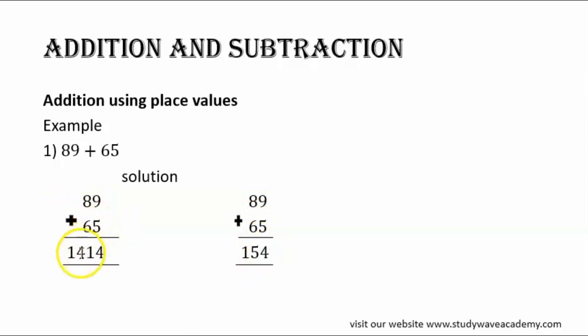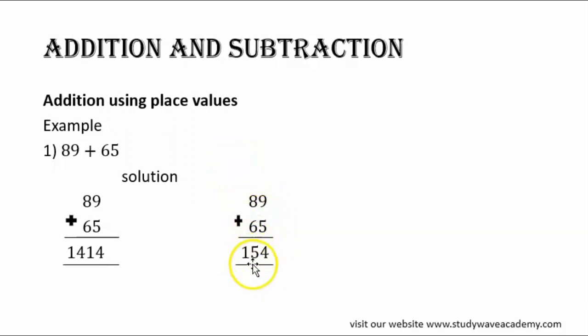You don't write it this way. This is the correct form because 9 plus 5 is 14. We don't write 14 this way. You carry over to the next column. And 8 plus 6 is going to give us 14. We had an invisible 1 here that we carried over from this column. So 14 plus 1 is going to give us 15. So we have 154 as our answer.